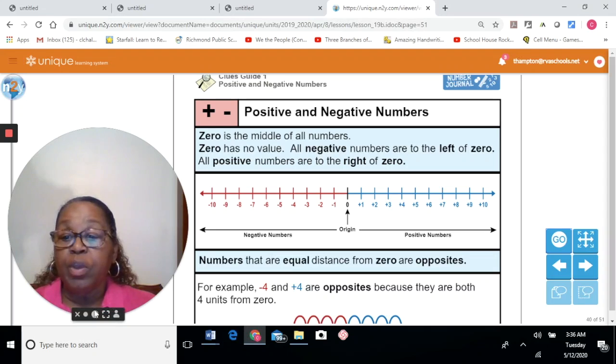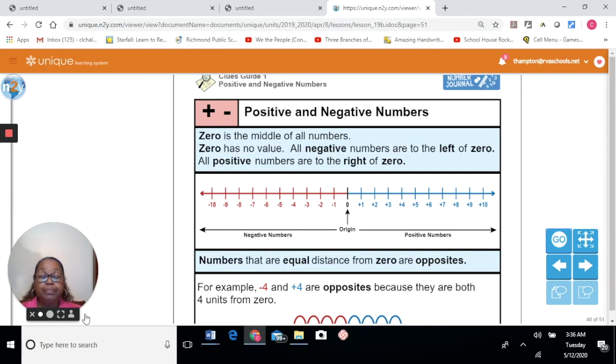We're going to start with the number line. You are already familiar with the number line. On this number line, it's a little bit different because the zero is in the middle of the line. To the right are all positive numbers. You see the plus sign. So that plus sign means positive when it's on this number line. And see the minus sign? The minus sign means negative when it's on this number line.